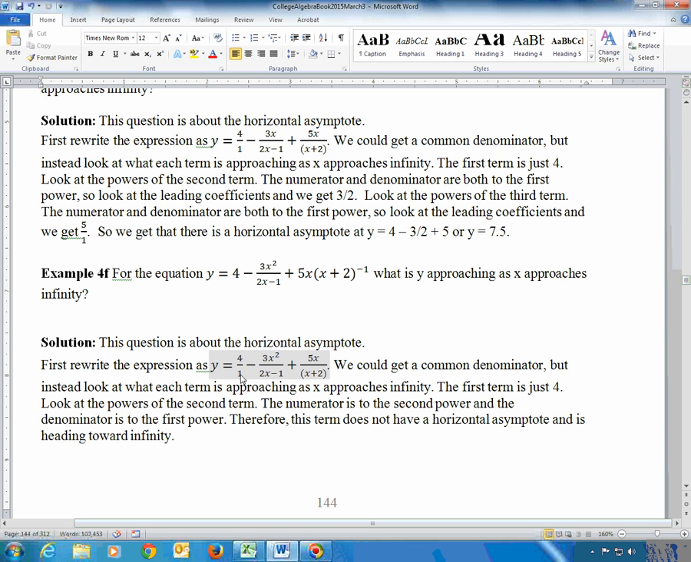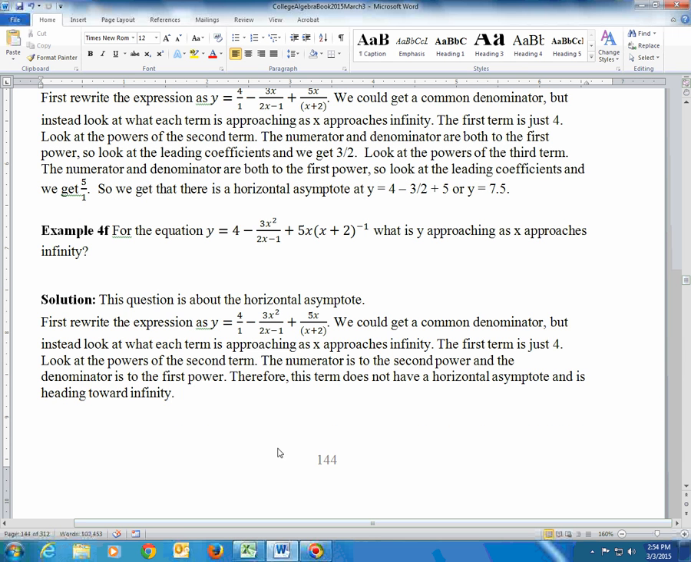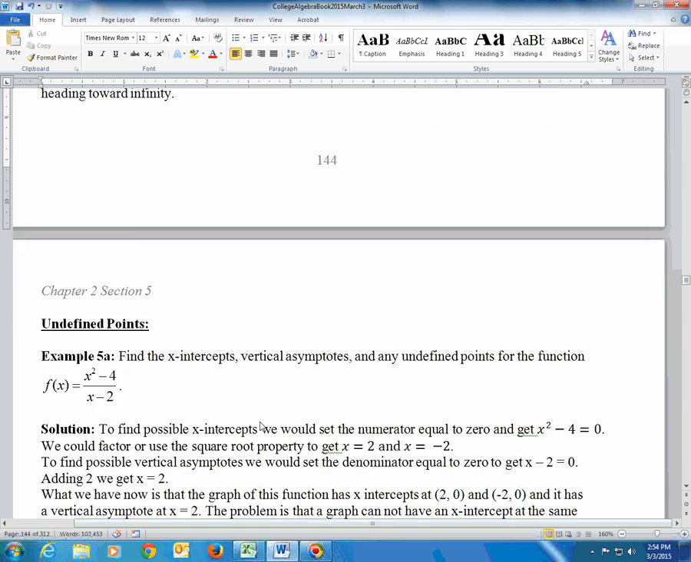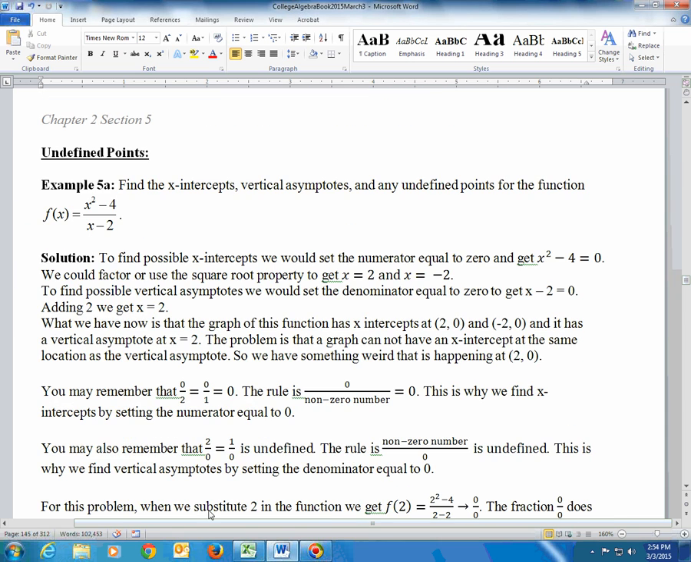So we got 4 minus infinity plus 5. Well, I don't know about you, but minus infinity seems to take the works on this. So 4 minus infinity is still minus infinity. Minus infinity plus 5 is still minus infinity. So it's heading off to actually negative infinity, but good enough for us right here to say infinity on this one. So we'll pick it up with undefined points then on the next video.